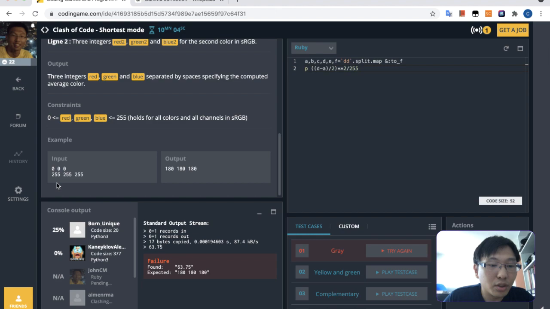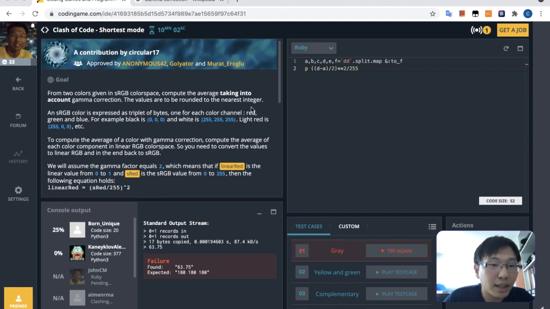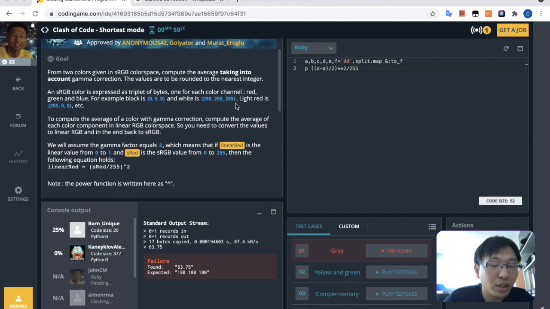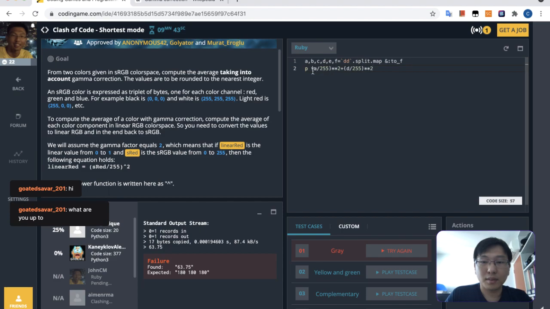Okay, see over here is 0 and 255. We have to take the average, take into account gamma correction, which means we take in this one. Okay, so maybe we need to do this separately. So we need to do A divided by 255 squared plus B divided by 255 squared. And then we take this thing divided by 2, and then we times 255. Maybe that's how we do it.